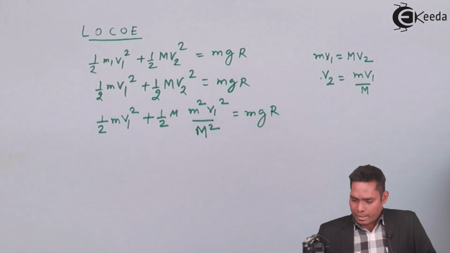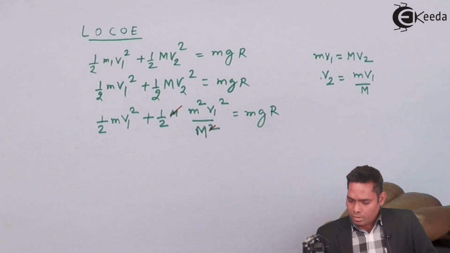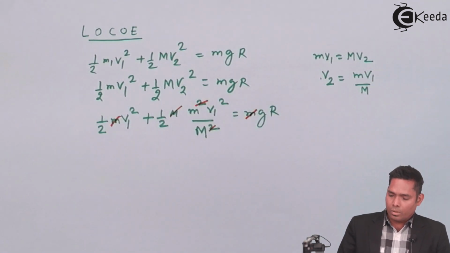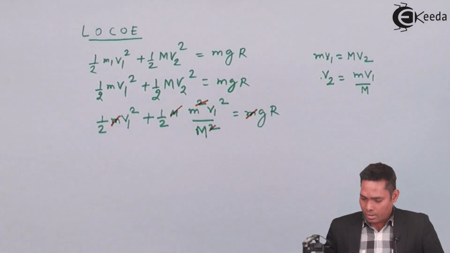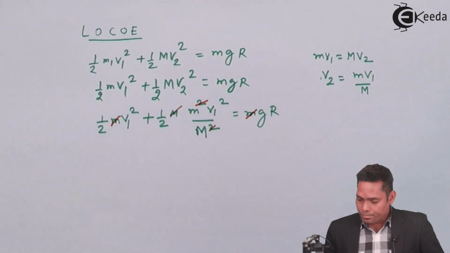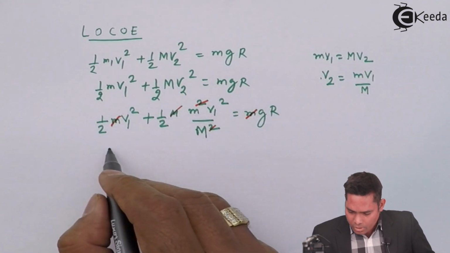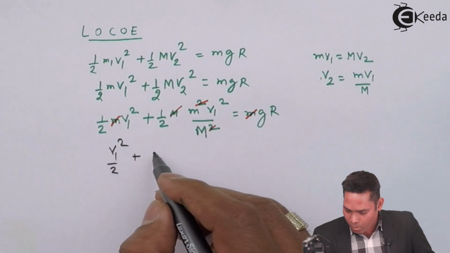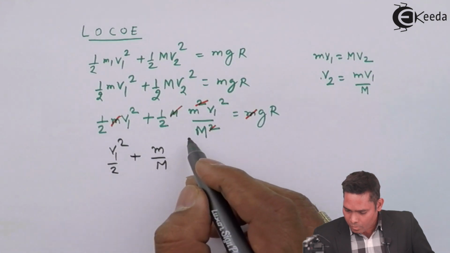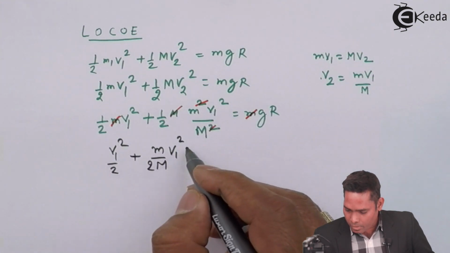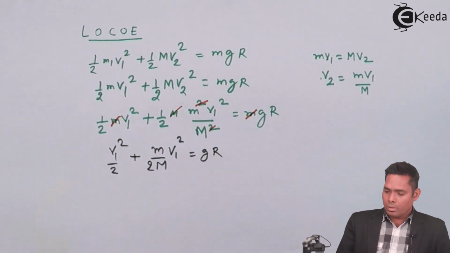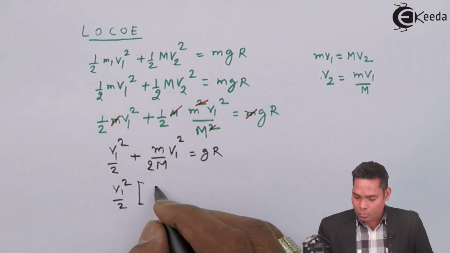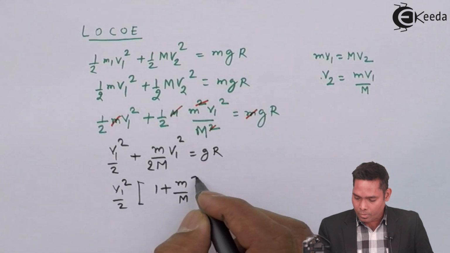So from here I will cancel the capital M and the small m here, here and here. What is left is v1 square by 2 plus m upon M, 2 here and v1 square there, equals g r. If I take common v1 square by 2, this will become 1 plus m over M. This is gr.